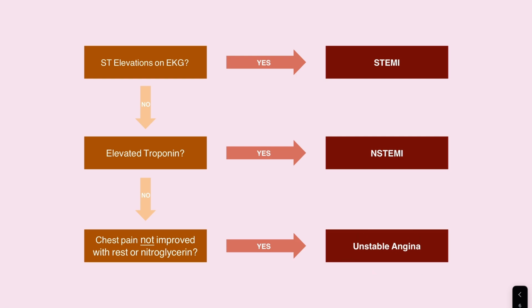And I want to go through that again because I think it can be a little bit confusing. In order to have unstable angina, you do not have ST elevations, you do not have an elevated troponin, and your chest pain does not improve with rest or nitroglycerin. That gives you unstable angina.